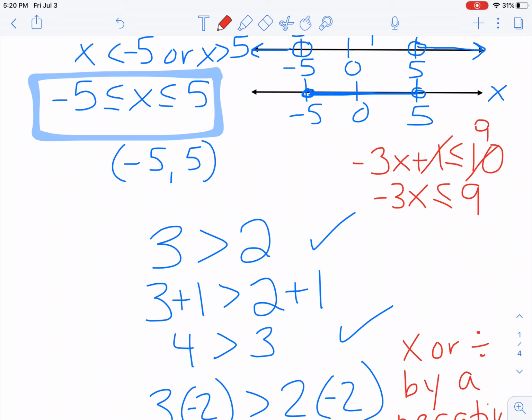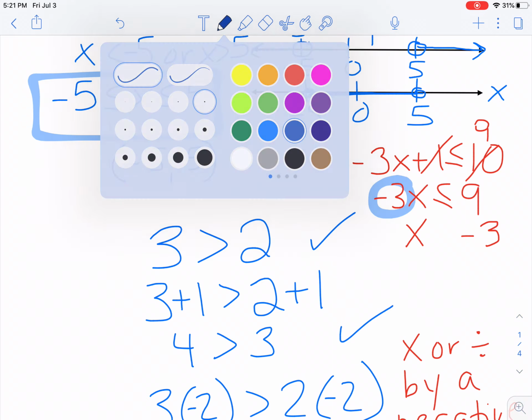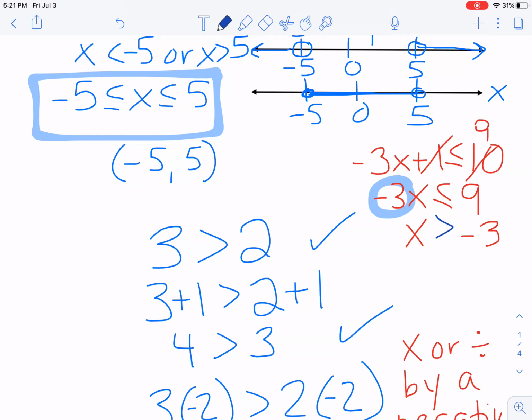Okay, and then the next step in isolating x would be to divide both sides by negative 3. With an equation, there's no danger with this, but we have to be a little bit careful. When we divide both sides by negative 3, we have x by itself, and over on the other side now we have negative 3. But we have to remember that when we're dividing by a negative number, we have to flip around that inequality. So x is actually going to be greater than or equal to negative 3.